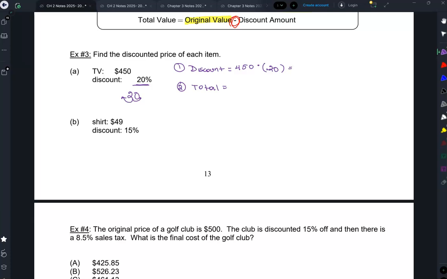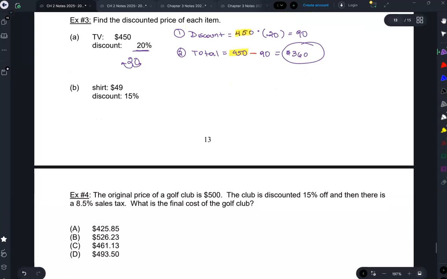Okay, did you get an answer, Lior? 90. Then, same as before, right? Whatever the original is, I write the original again. But this time, it's not sales tax, so I need to subtract the 90. And that will be $360. So that's the new price. Okay? Let's do another one and then I'll take questions.